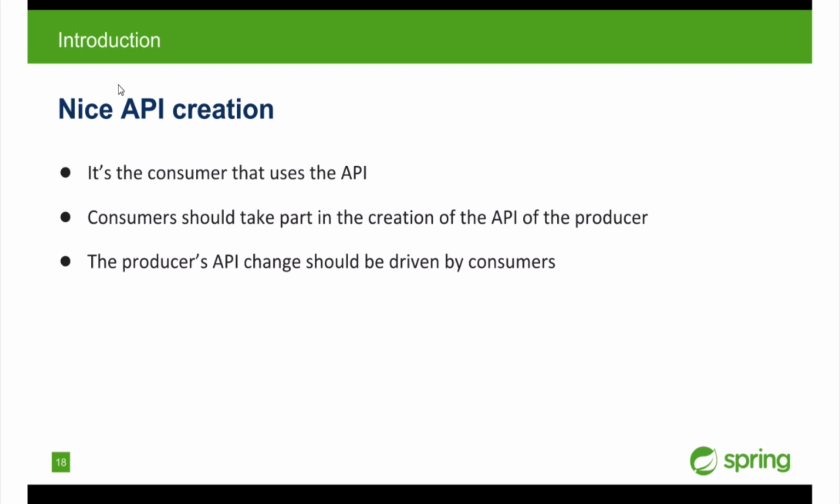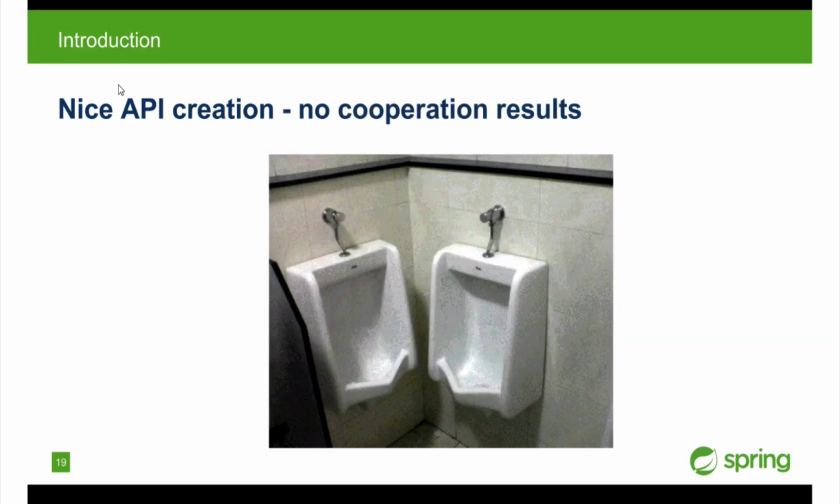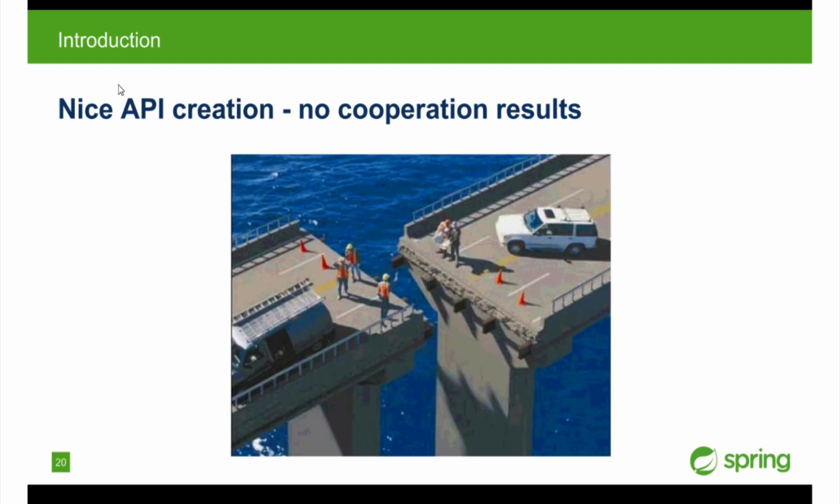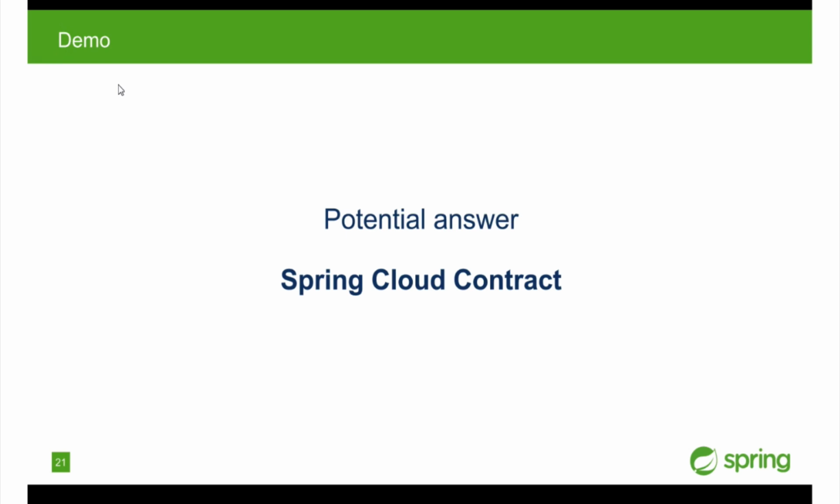So this is something that can happen if there is no cooperation, right? The unit tests passed, but altogether it doesn't fit. The consumer and the producer didn't meet somewhere. Another example is something like this: we thought that the fields should be ABC, but in fact they are DES. So yeah, we have a problem, and we have to fix it somehow. The potential answer to this problem is actually Spring Cloud Contract.